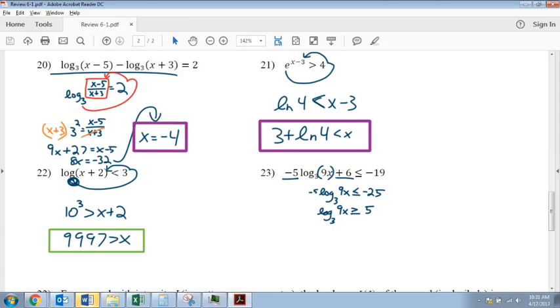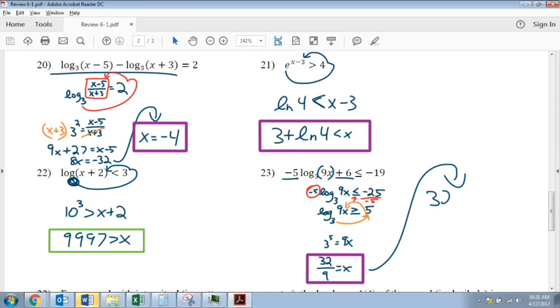Remember, we divided by a negative 5. So you have to switch your sign when you divide by a negative. That's an old rule. You cannot forget it. Now we can popcorn: base, answer, argument, base exponent argument. So 3 to the 5th equals 9x. 3 to the 5th is 243, so that's 243 divided by 9 equals x. And there's your answer. Now, let me write it where you can see everything. 32 over 9 equals x. Done.